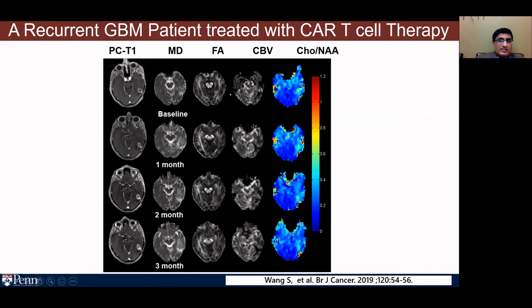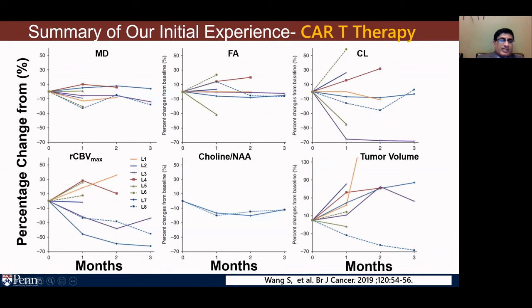So this is a particular example. As you can see, these are the different images again: a post-contrast image, mean diffusivity, fractional anisotropy, CBV, and a colored NAA map. These are the images at baseline, and these are the images at the different follow-up periods. In this particular patient, we have a mixed response. In some patients we saw an increase in MD or a decrease in MD. As I mentioned, each individual parameter may not be reliable to determine the treatment outcome, so we have to combine all these parameters together to determine the final diagnosis.